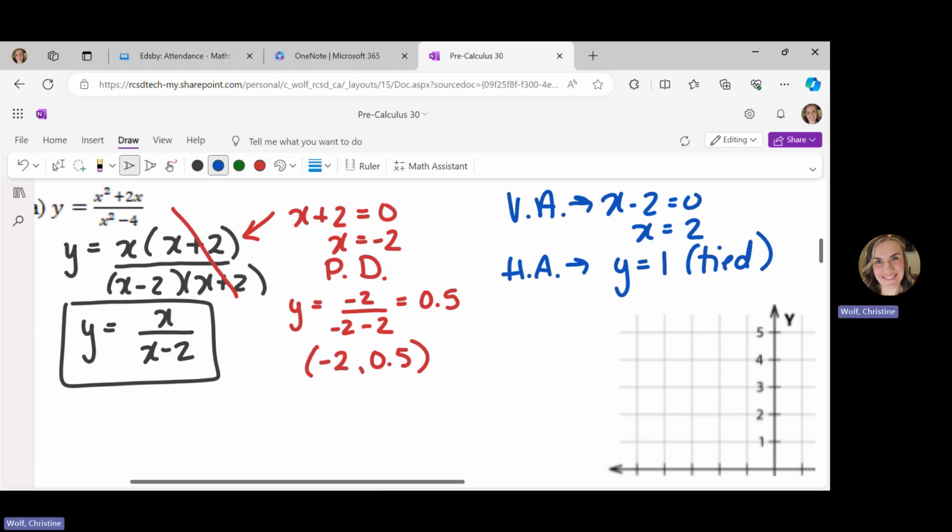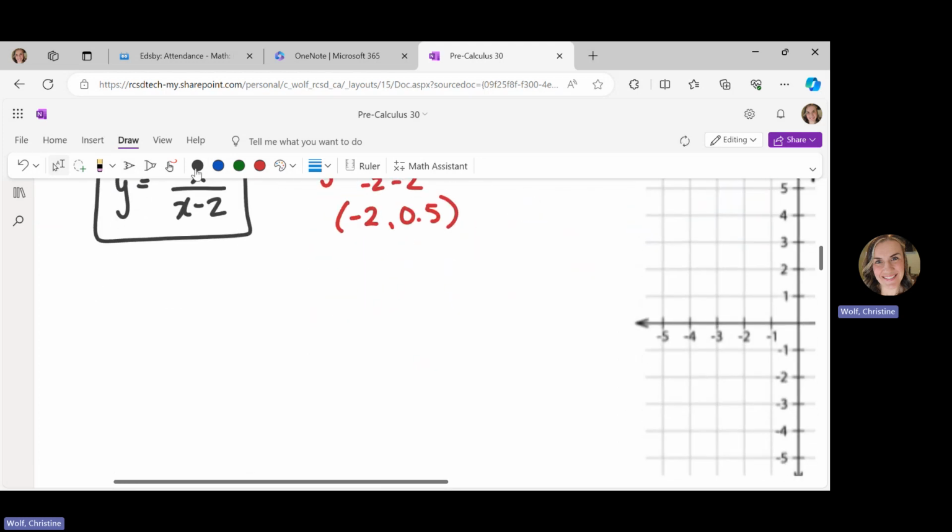Okay, so I've got my point of discontinuity. I have my x and y asymptotes. I still need my x and y intercepts. That's what I'll do next down here. So for my x-intercept, I take that simpler equation and plug in 0 for x.